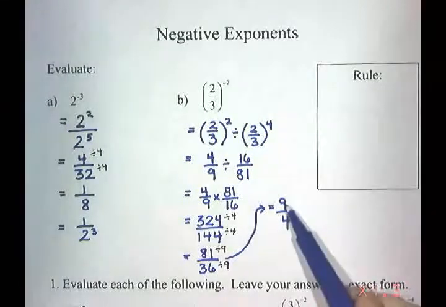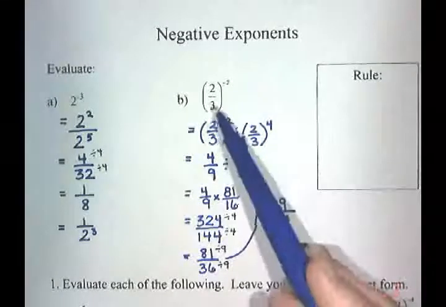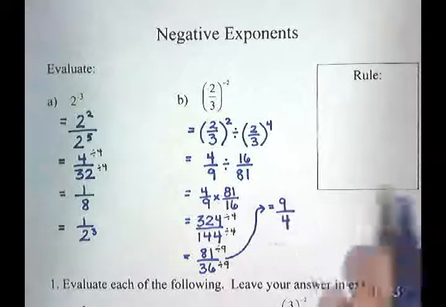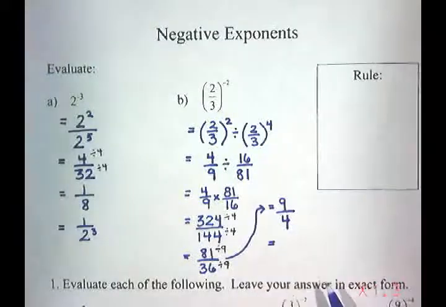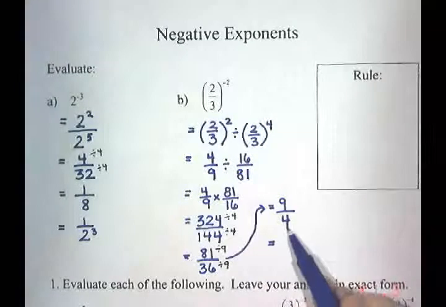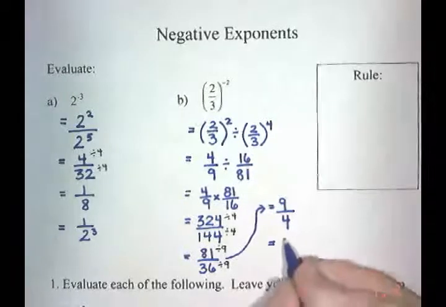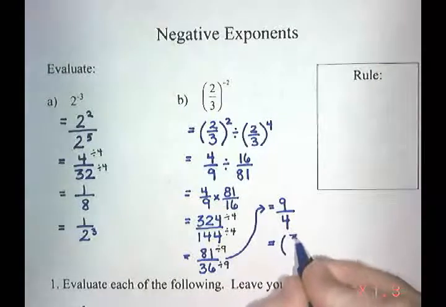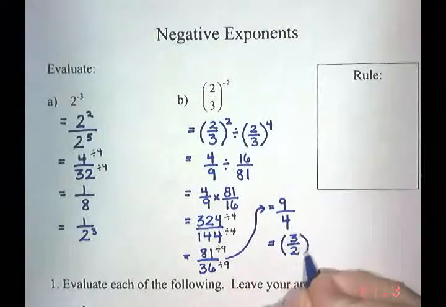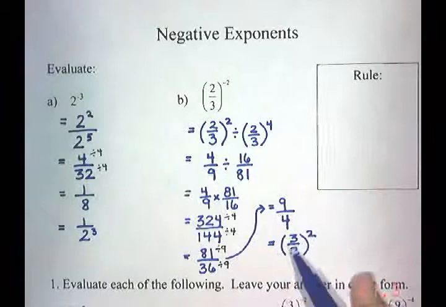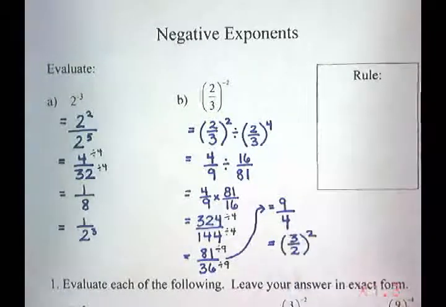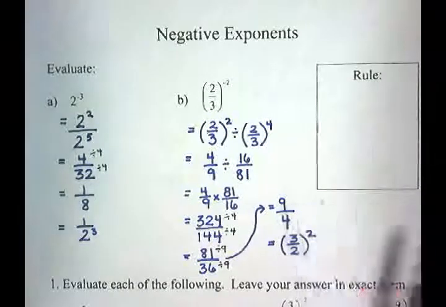Now, I know 9 over 4 doesn't look anything like 2 over 3, but 9 is actually 3 squared, and 4 is actually 2 squared. So I'm going to say that this is the same thing as 3 over 2, squared, right? 3 squared is 9, and 2 squared is 4. So what I notice here is that something has happened.